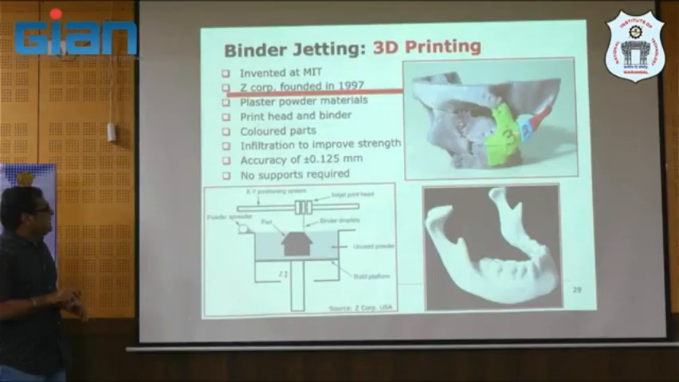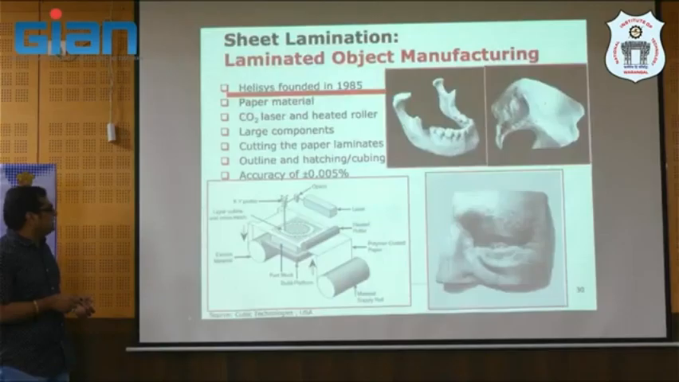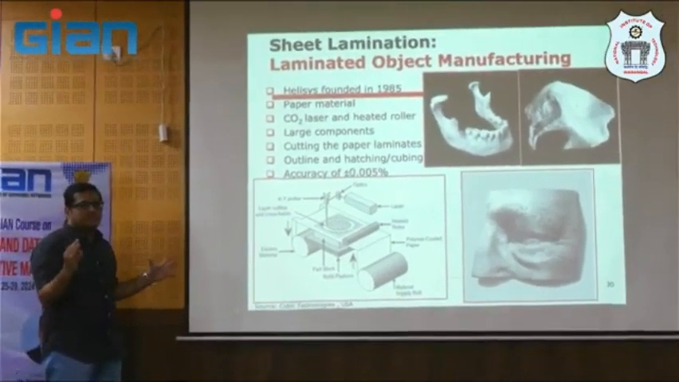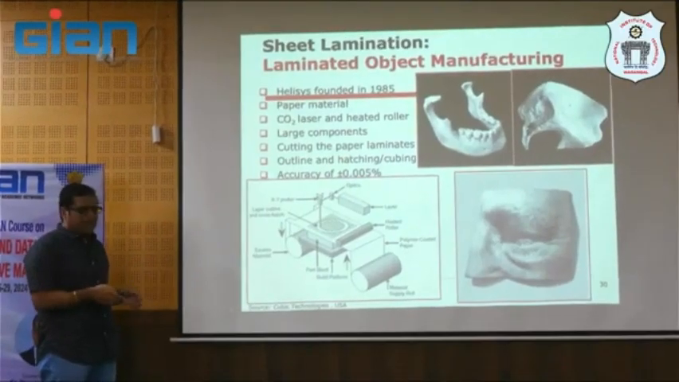And for multicolor, multi-material, yes, you have a binder jetting system, you can do that very well. And if you have a very big sized anatomy, you can make use of a laminated object manufacturing system, so you can make big sized body parts.